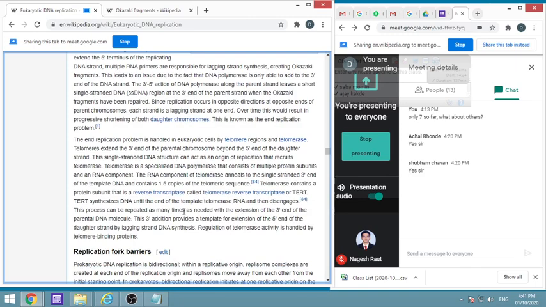It is handled by the telomere regions and the telomerase enzymes, which sort out this problem, because one is continuous DNA and the other one is fragmented DNA, which are combined together and joined, and if any problem is there, it is repaired. This repair is done by the telomere region of the chromosome.